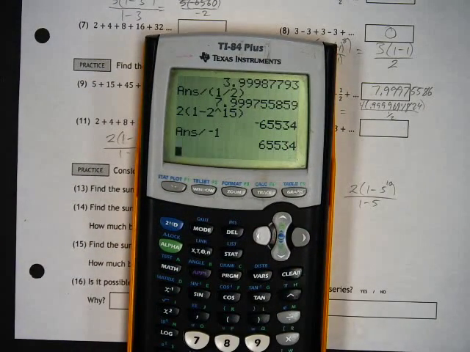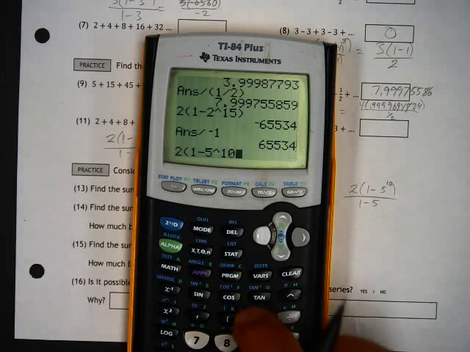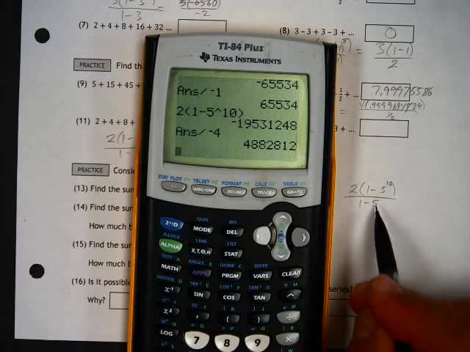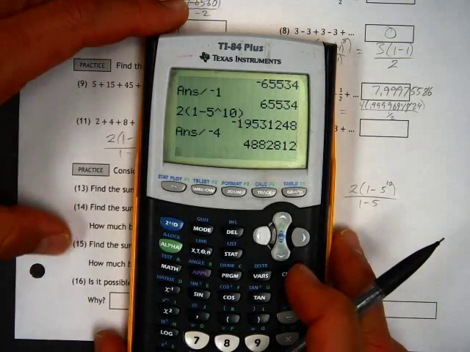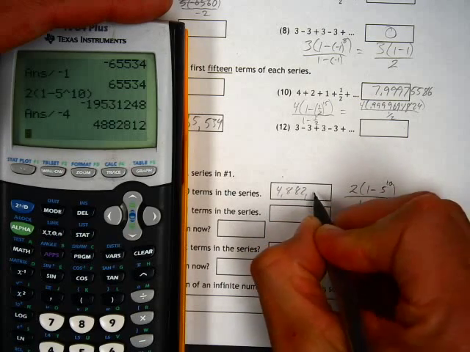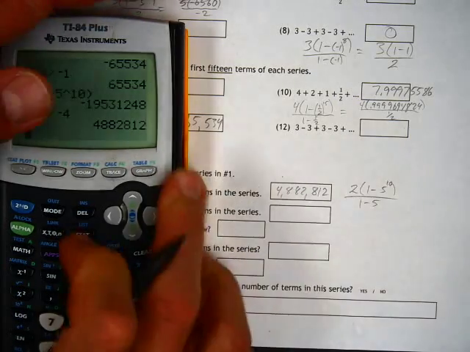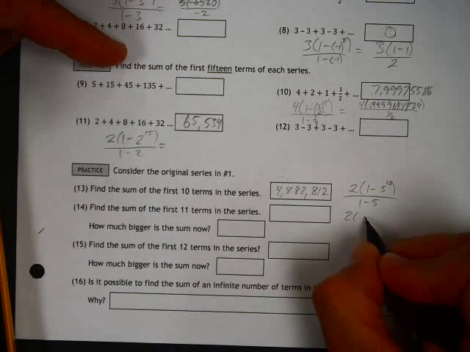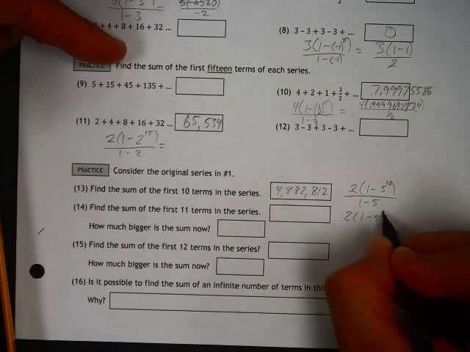We go back to the old calculator. I don't know 5 to the 10th power. That's a big number. 1 minus 5 to the 10th. And then if I divide that by negative 4, which is what I'm dividing by, that's in the 4 million category, big. 4,882,812. And if we go ahead and do that same thing with the first 11, you do 2 times 1 minus 5 to the 11th power.